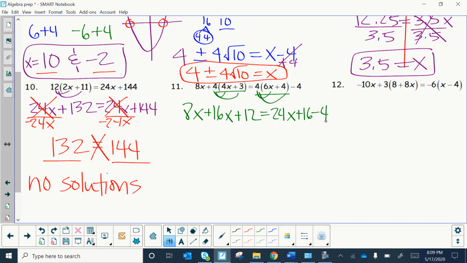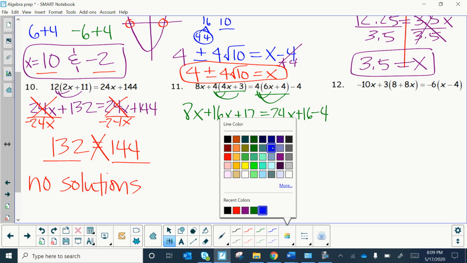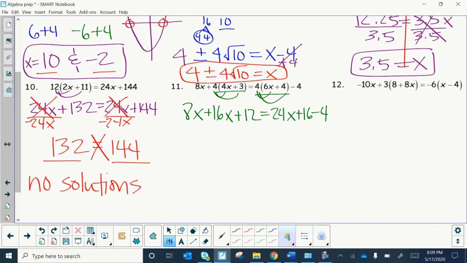Okay, so now I've got some like terms that I can combine. Now I've seen this before in the past where we add like terms on opposite sides of the equal sign. You can't do that. You can only add these two together. You can't add it over here with the 24. All right, so I've got 8x plus 16x, which that's 24x plus 12 equals 24x. 16 minus 4 is plus 12.